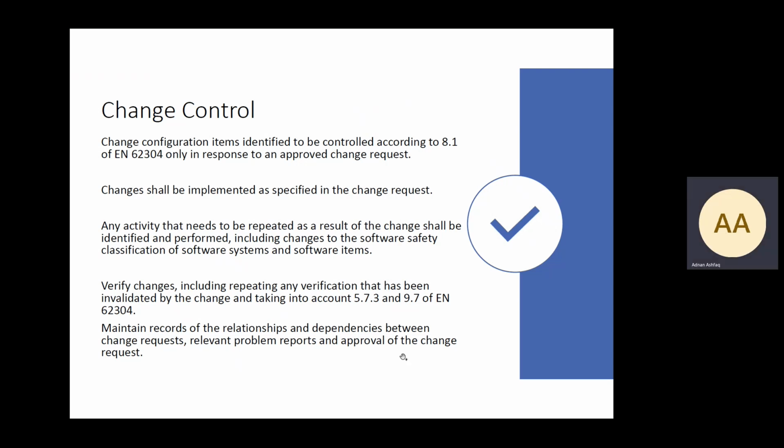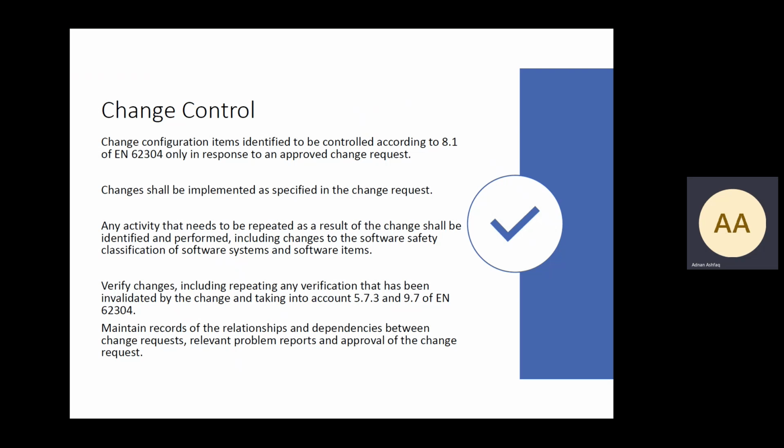So, change control: configuration items to be controlled according to 8.1 of 62304. And changes shall be implemented as specified in the change request. Any activities that need to be repeated as a result of the change shall be identified and performed, including changes to the software safety classification of software systems and software items.